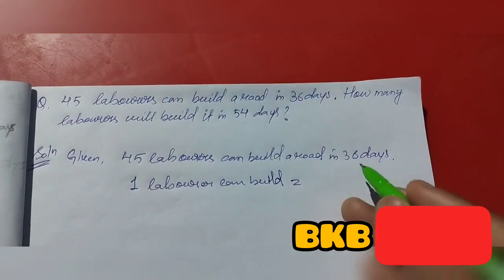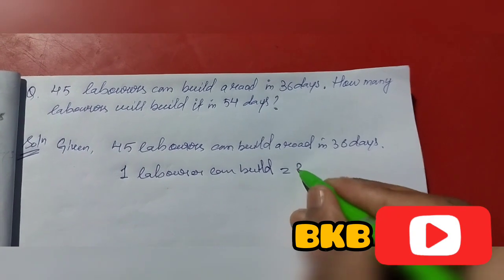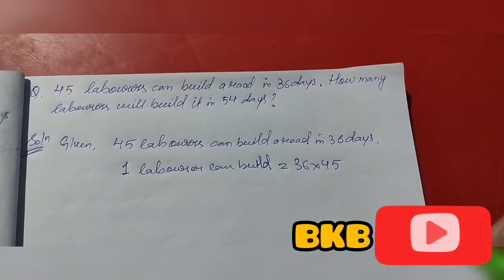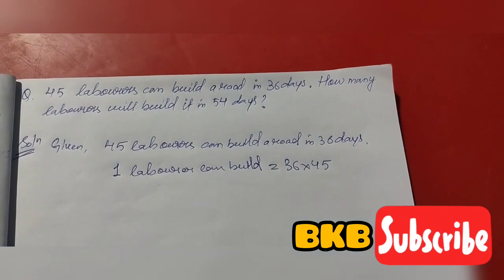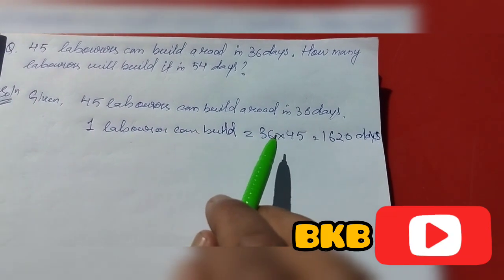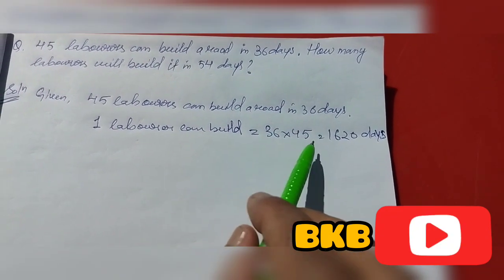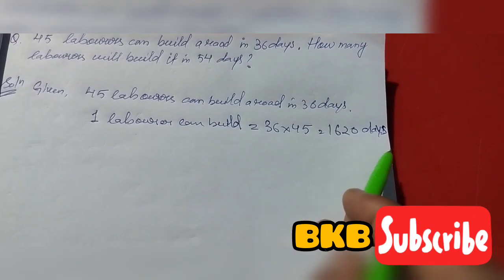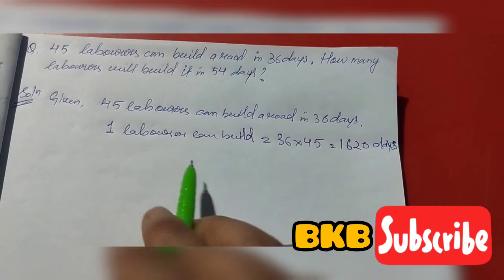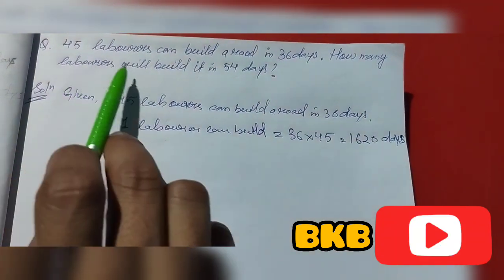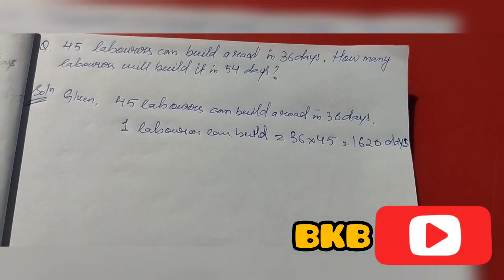This is multiply, okay? So 36 into 45, okay? 36 into 45. So one laborer can build 36 into 45, so 1620 days for one laborer to build this road. So now we are asking how many laborers can build it in 54 days, right?